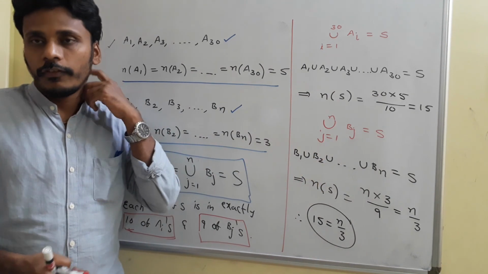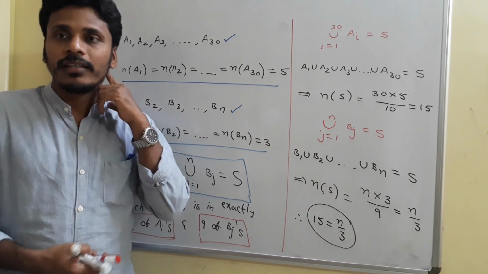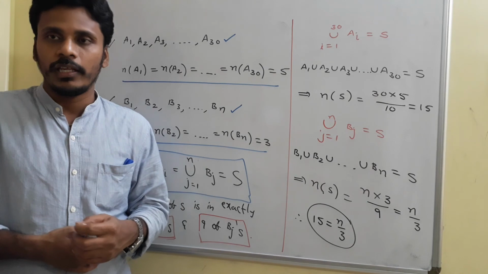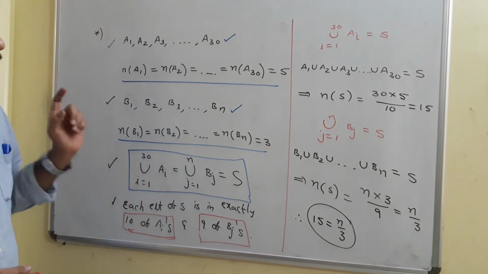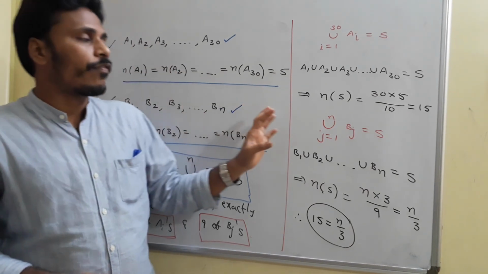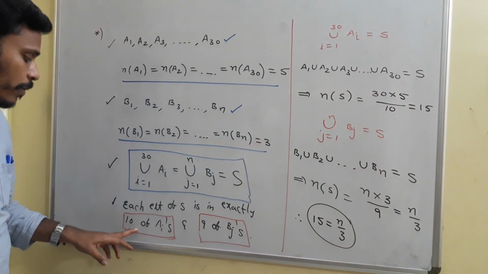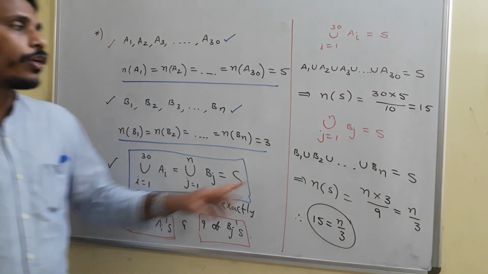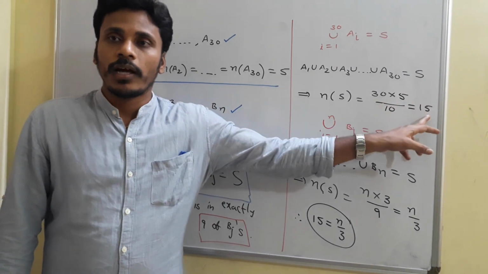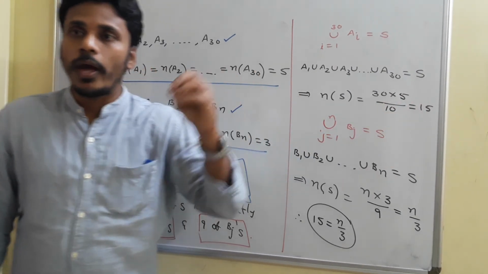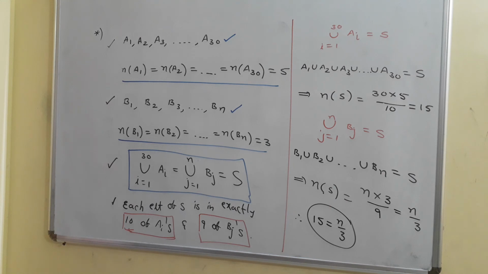Okay, see, this is a very frequently asked problem. Usually you will get this problem in each and every material. Just have a look once. Here, if all the elements are different, then for sure you will get 30 into 5 elements. But since each element is repeated in exactly 10 of the Ai's, you need to divide by 10, and at the end your answer is 15. You need to analyze and you need to think. That's what the question needs actually. Just think about it.